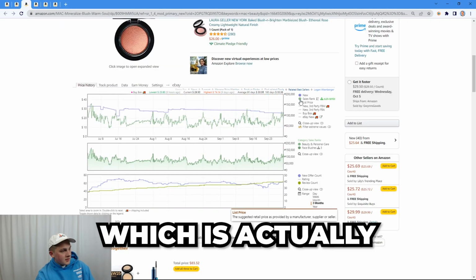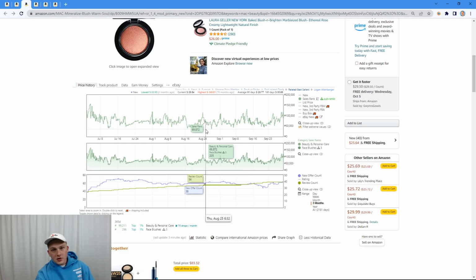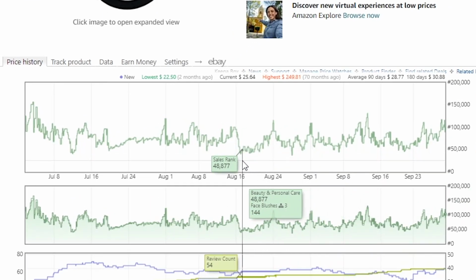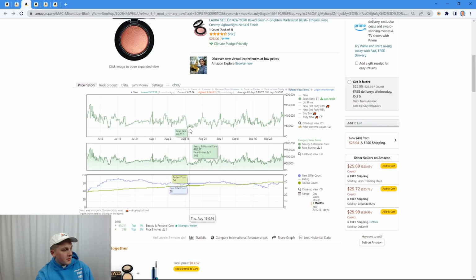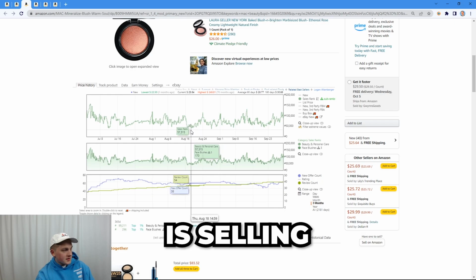And then the last thing, which is actually the most important thing, is the sales velocity is really good. I mentioned earlier that every time we see the green line drop, then a sale has happened. Another thing is when it's historically low, that means it's going to be selling really well. So right here, we can only really see a few drops, but it's consistently ranked like 30 to 50,000. So this product is selling really well.